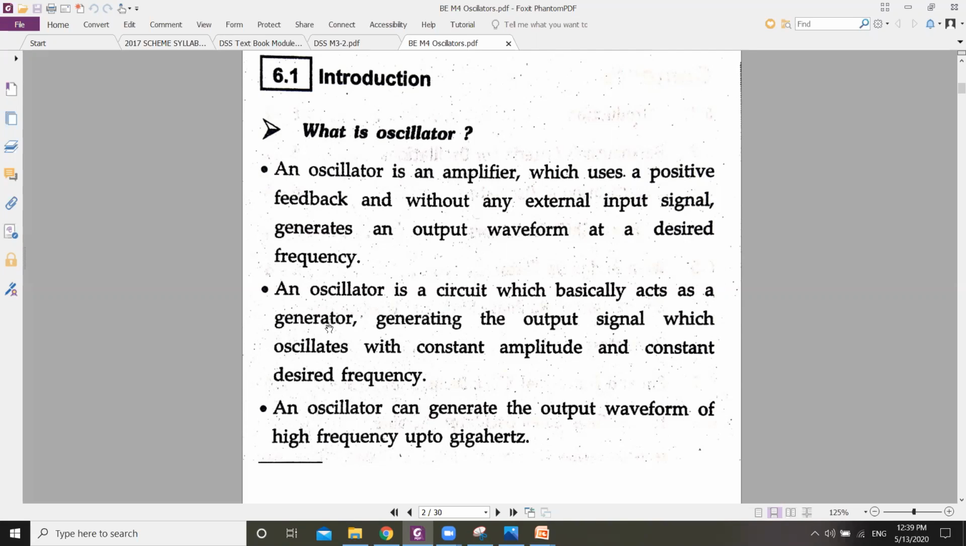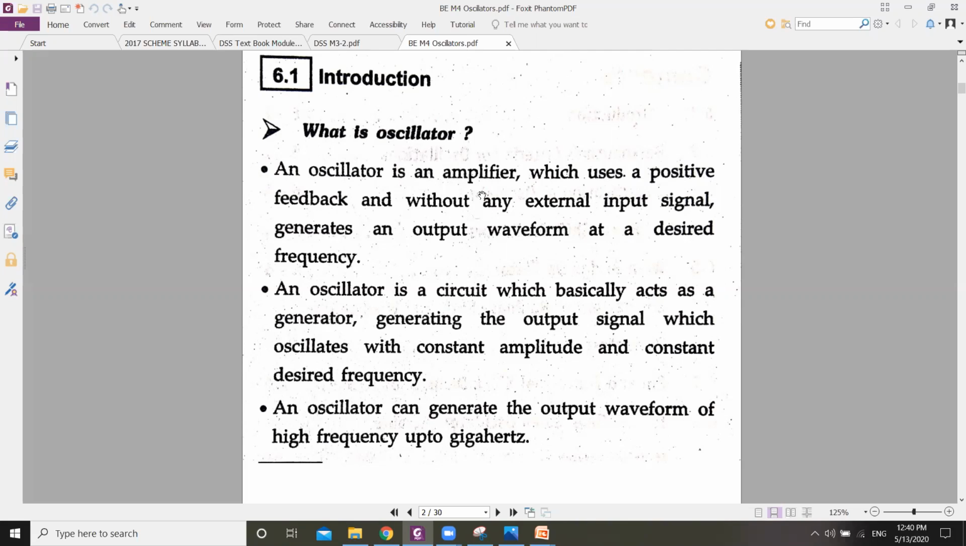Fine. An oscillator can generate an output waveform of high frequency, up to gigahertz also. The oscillator circuit can generate oscillations of up to gigahertz frequency as well. So this is all about the introduction to oscillators. Now we are talking about amplifier and positive feedback, right?